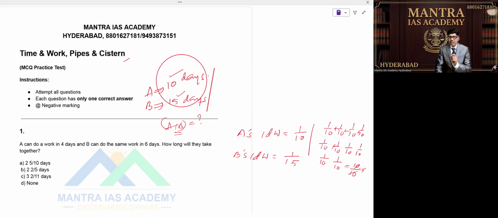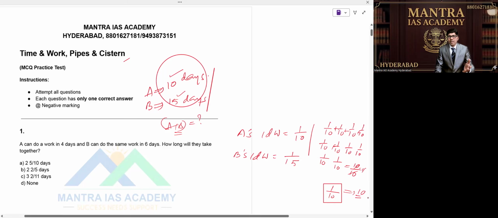Now if in one day A is finishing 1/10 of the work, in how many days will the total work be finished? The reverse of this, which is 10 days, beta. So based on this basic point, if you find A and B's 1 day's work, automatically the reverse is your answer. Therefore, A plus B's 1 day's work is 1 by 10 plus 1 by 15, beta.